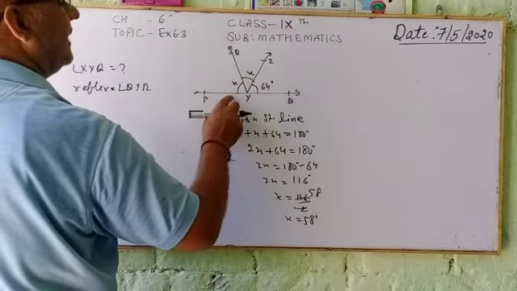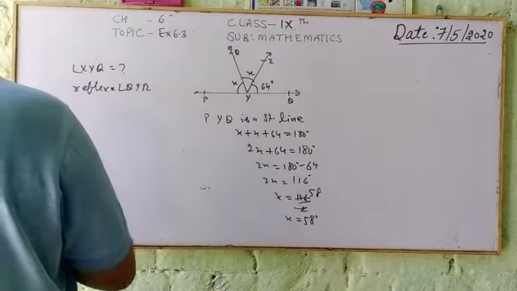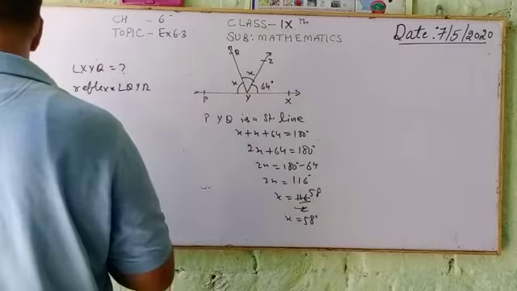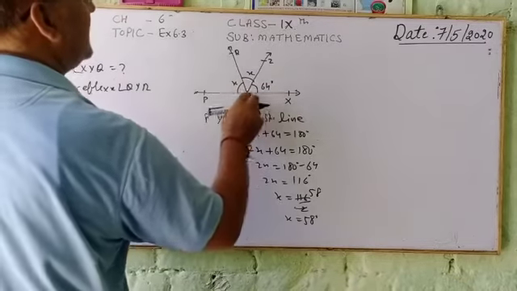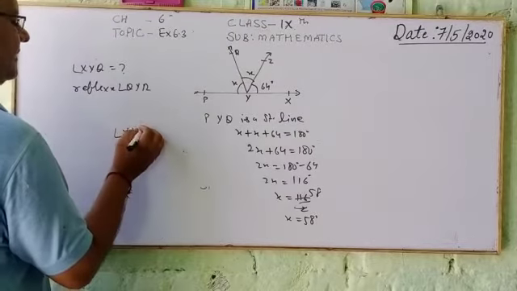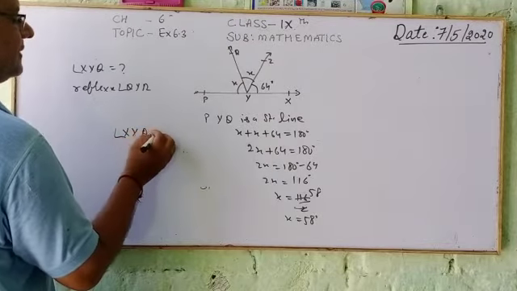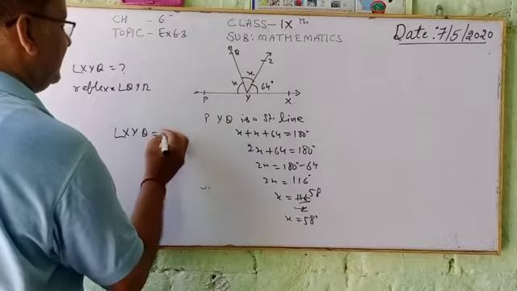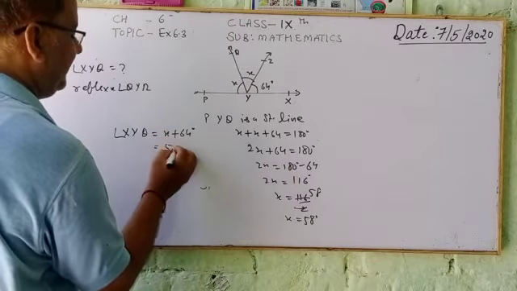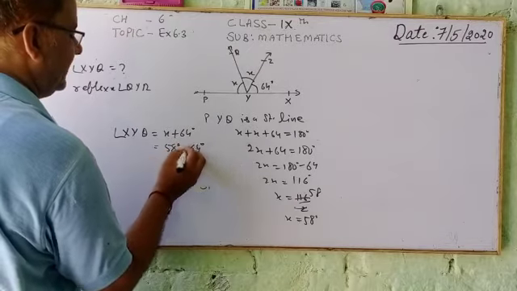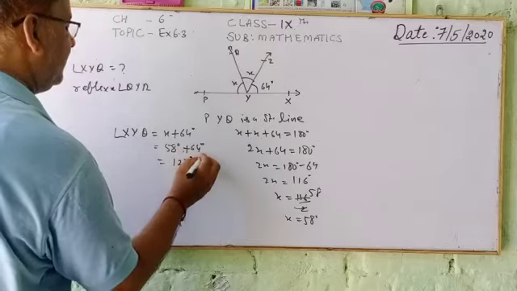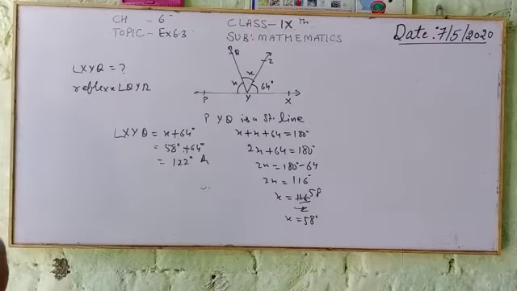XYQ becomes the x YQ. XYQ is the x plus angle. This angle XYQ can be written as x plus 64 degree. Put the value of x 58 and 64 degree. So that is 122 degree. We get an answer.